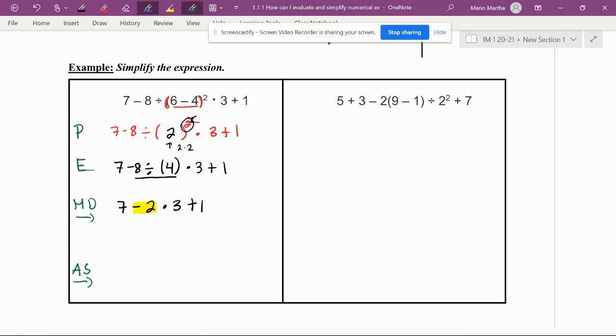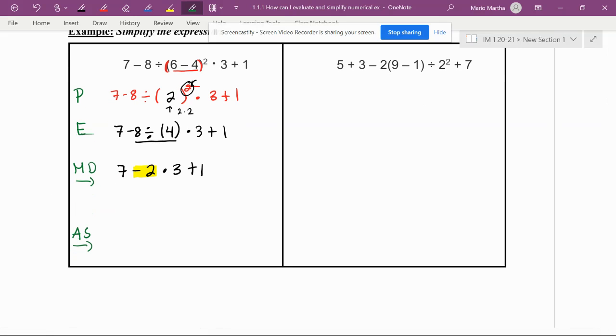And then my following step, I'm getting closer and closer to simplifying this problem to a single number, would be pretty much to multiply whatever comes next between these two. So 7 minus 2 times 3 is 6, and then plus 1. So there's nothing left for me to either multiply or divide.